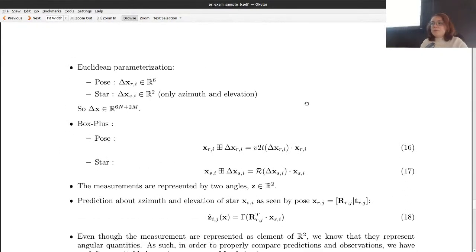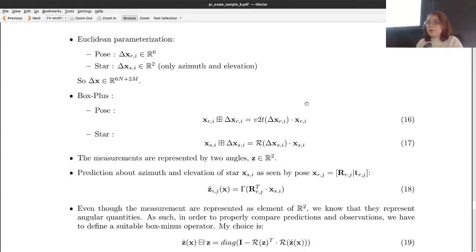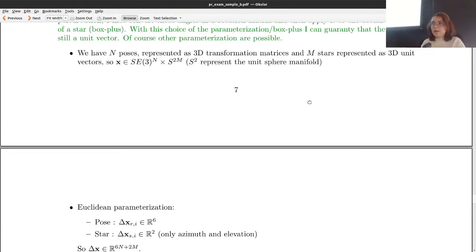Okay, so again, let us talk about domains. And as I was mentioning, the pose of the robot is identified as an element of the special Euclidean group, while stars are elements of the unit sphere manifold. In the text, you have seen that we have n poses and m stars. So the domain of the state as a whole will be the Cartesian product of n poses, which are elements of SE3, and m stars, which are elements of S2.